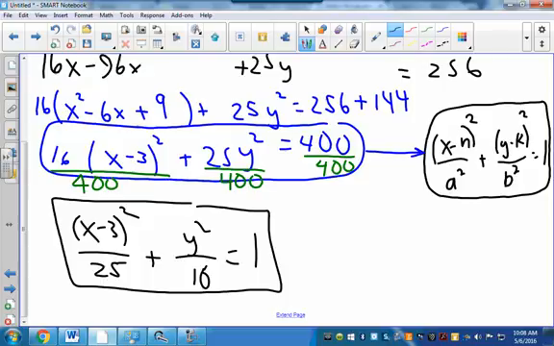And you can draw a picture. You find the center point, 3, 0, right? Go 5 in the x direction, left and right. Go 4 in the y direction, up and down, etc. Okay? Make sure you can do a problem like that this weekend.